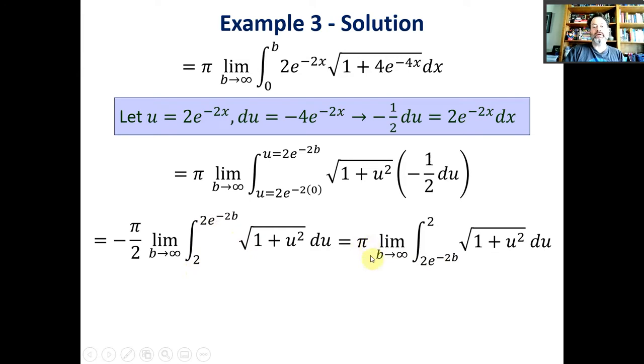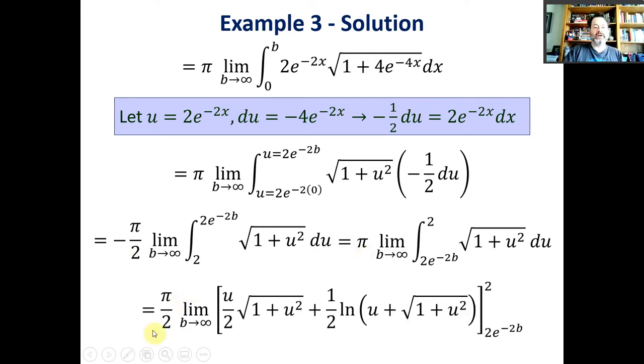Oh, this should be pi over 2. Sorry, this should be pi over 2. I'll fix that when I post it. So this, all it did is get rid of the negative. This is still pi over 2. Yeah, there it is.